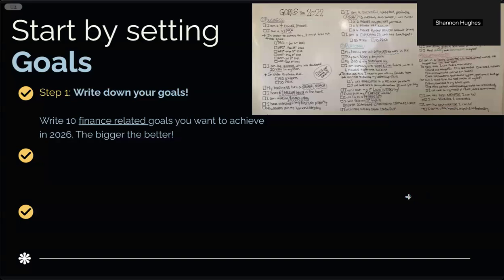But anyways, guys, just to give you some context here, this took up an entire wall in my bedroom, an entire wall. Okay, so break down your goals.